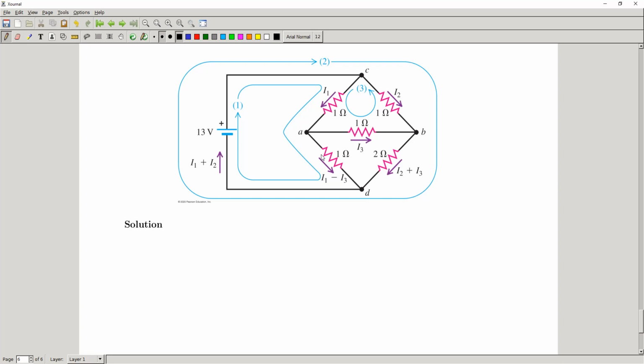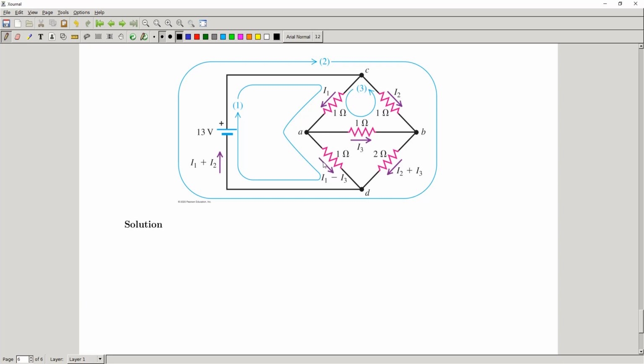So what do we have here? We have the loops that they're suggesting that we use, loop 1, loop 2, loop 3. They've labeled all of our currents. Take a second to make sure that these make sense to you, right? So we have I1 coming in, we have I3 going out. So we must have I1 going out and I3 coming in here.